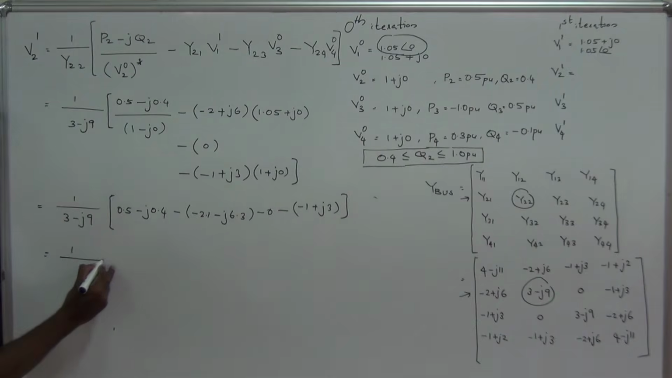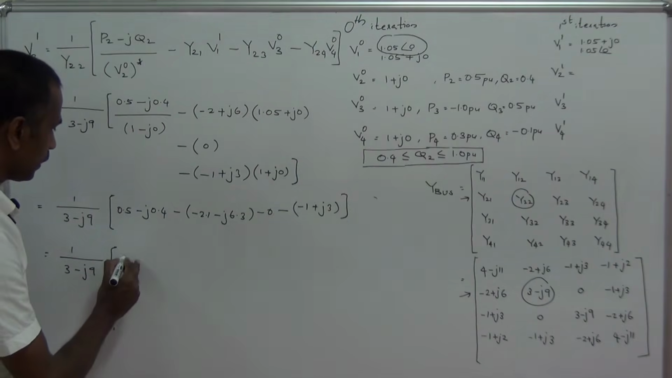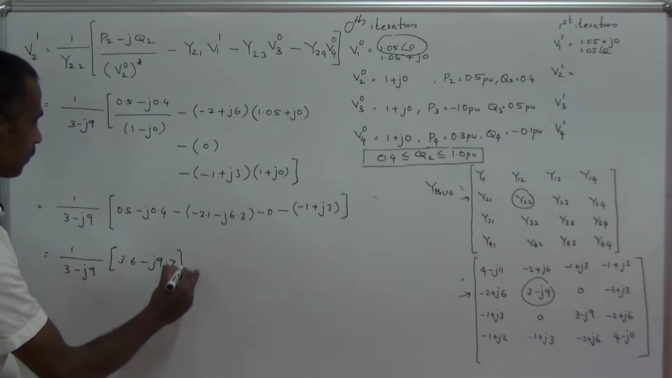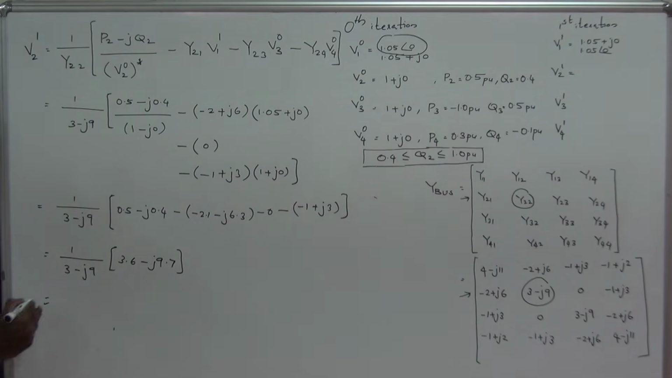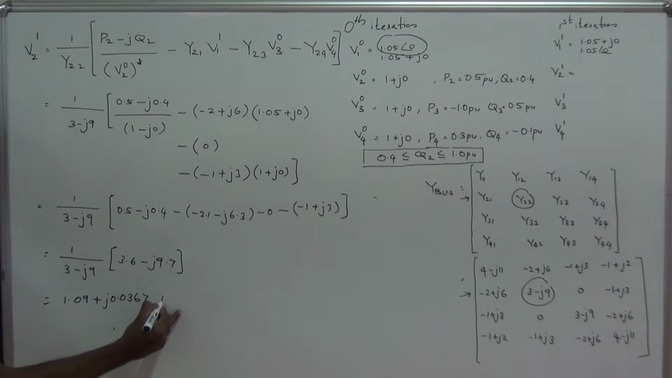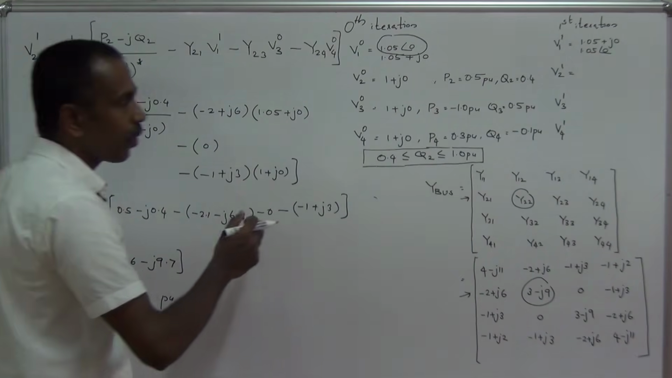And this is equal to 1 by 3 minus j9 into 3.6 minus j9.7. And this is equal to 1.09 plus j0.0367 per unit. In the polar form, this is equal to 1.09 angle 1.93 degree. Now let me write the voltages here.